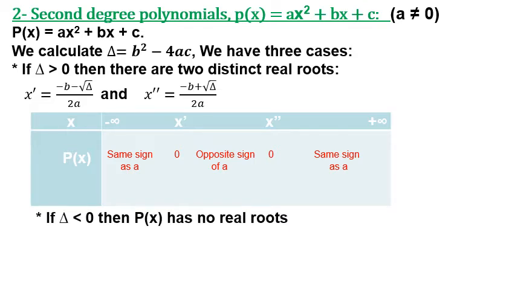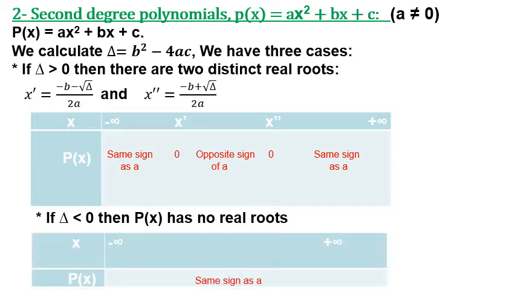If delta is negative, then p of x has no real root. In this case, the sign of p of x from minus infinity to plus infinity is the same sign as a. If a is positive, then p of x is always positive, and if a is negative, then p of x is always negative.